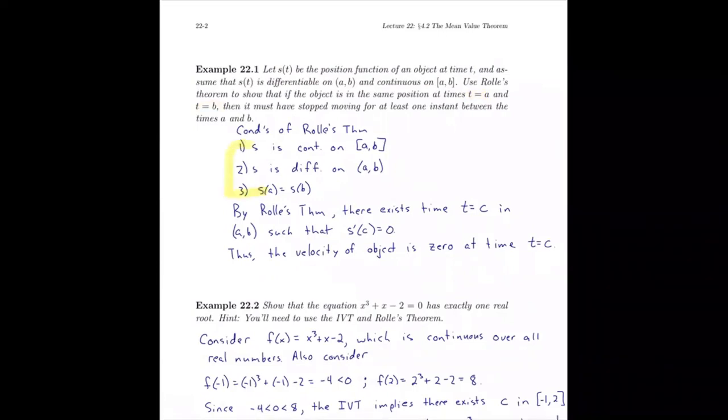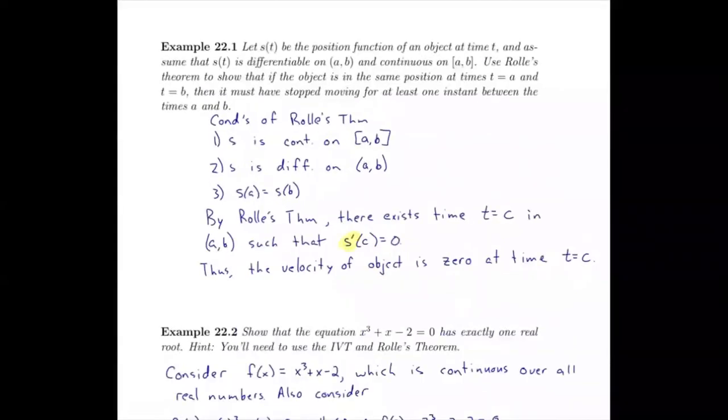All three conditions are met. Rolle's theorem tells us that there exists a t value equal to c, in the interval a to b, such that s prime of c is equal to 0. Well, that means that the derivative of s is equal to 0 at this point. s is a position function. The derivative with respect to t, or time, of a position function is a velocity function. So at some point, this velocity function, s prime, is equal to 0.